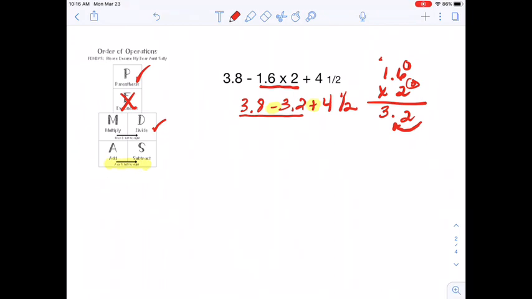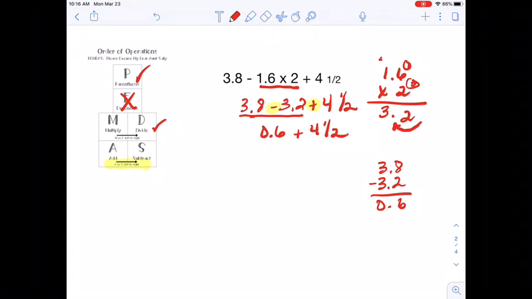So I'm going to solve 3 8/10 minus 3 2/10. 8 minus 2 is 6. 3 minus 3 is 0. I bring my decimal point straight down in addition and subtraction. So I'm going to replace this operation that we just solved with its answer. 0 6/10 plus 4 1/2.